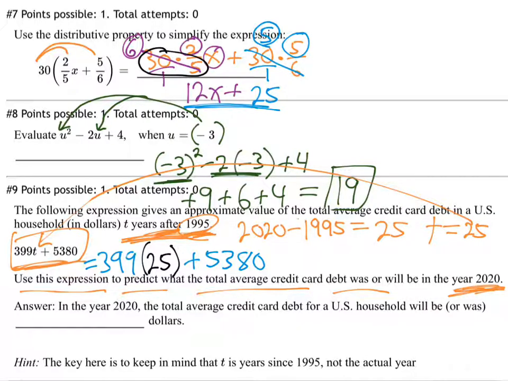So I plug in 25 for T, and then I would just use my calculator. Those are big, ugly numbers. So 399 times 25, I have no idea. And then add 5380. Anybody got an answer? 15,355. Is that the average credit card debt? That's about right. That's a lot to have on a credit card. All right. People like to travel. Is that good? That making sense?